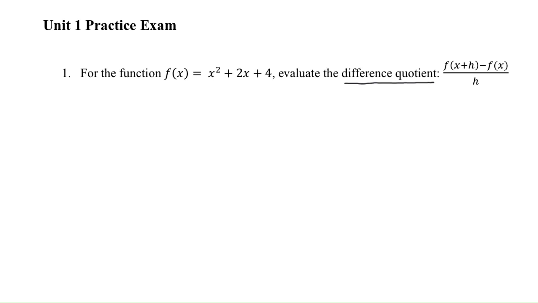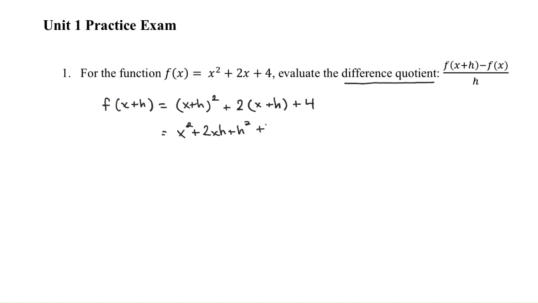What I suggested doing first is evaluating f of x plus h for the function. Now, this function has two places with variables, x squared and 2x. Remember what I suggested is anytime there's a variable, make an empty set of parentheses. And then the x plus h fills in the parentheses. And we've got to simplify this. So that's f of x plus h.